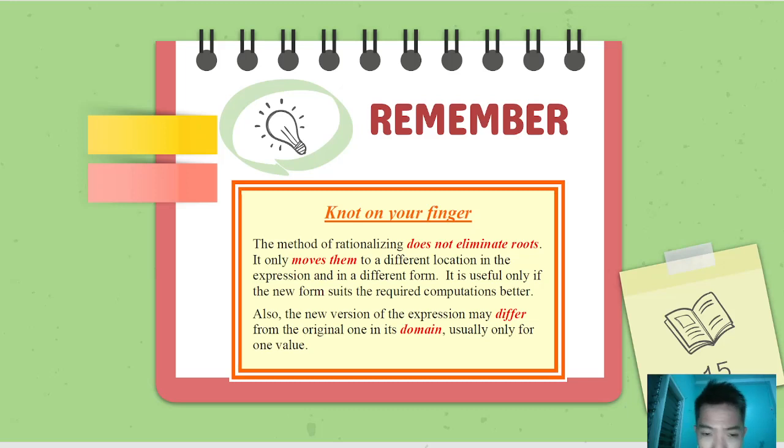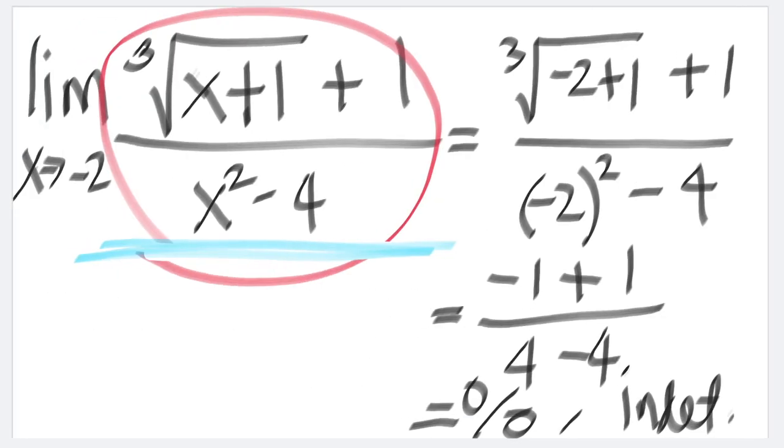So this time we'll check if the method of rationalizing can be used here in determining the limits of a function whose first limit yields an indeterminate form. So we will now evaluate this limit.